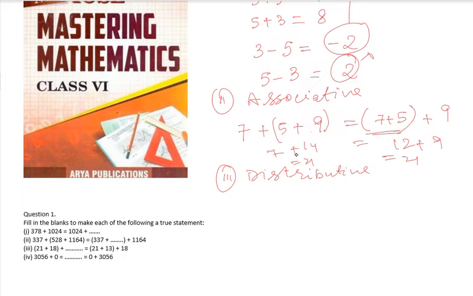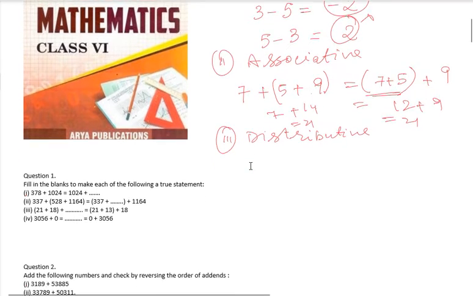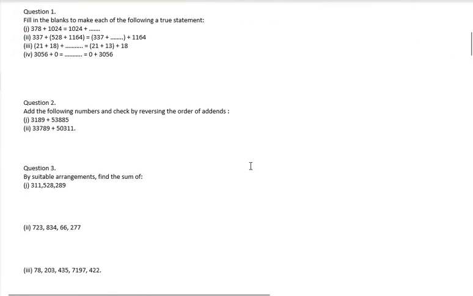So question number 1 is: fill in the blanks to make each of the following a true statement. 378 is added to 1024. So is it equal to 1024 plus something? Definitely by using commutative property I can say the answer is 378.